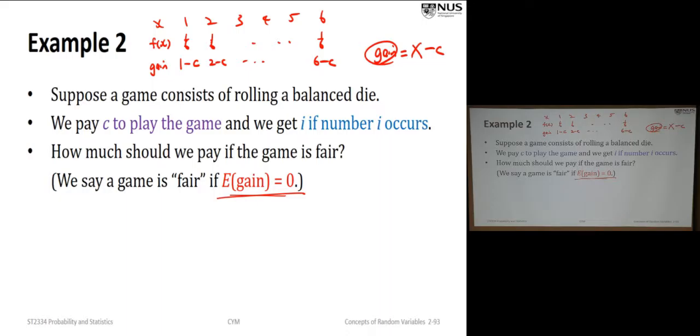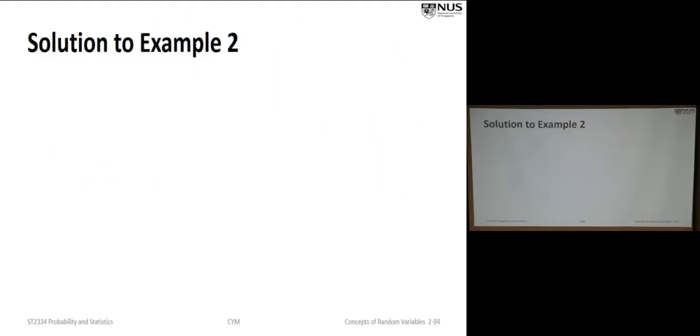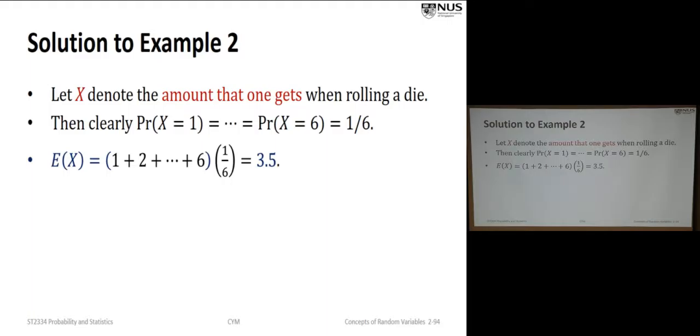So there's a probability associated to each value. So gain is a random variable. So it makes sense to ask what we expect, what is the expected value of gain? All right? So these are the values of the gain, and these are the corresponding probabilities. So to find the expected gain, it will be x times f of x, and that means (1 - c) times 1/6 plus (2 - c) times 1/6 up to (6 - c) times 1/6. All right, so that is 3.5 - c.